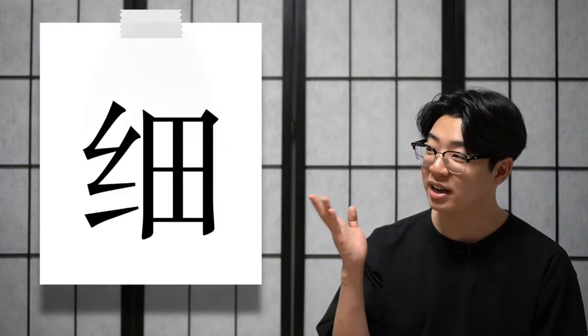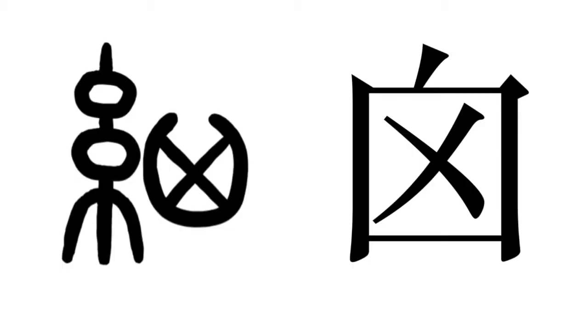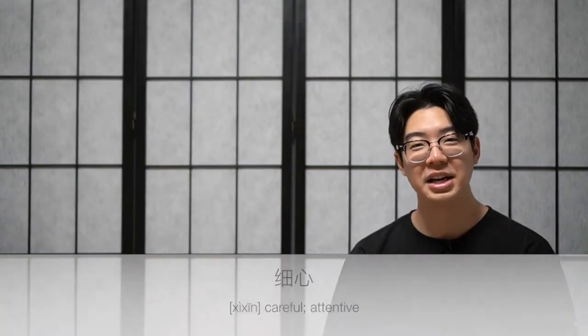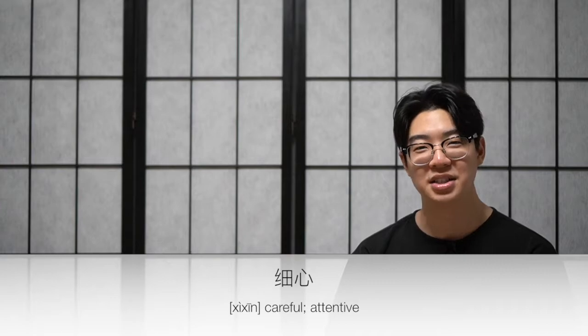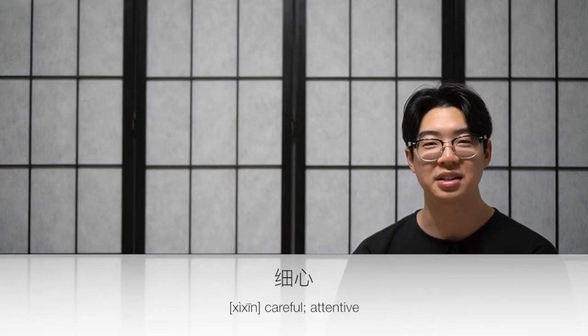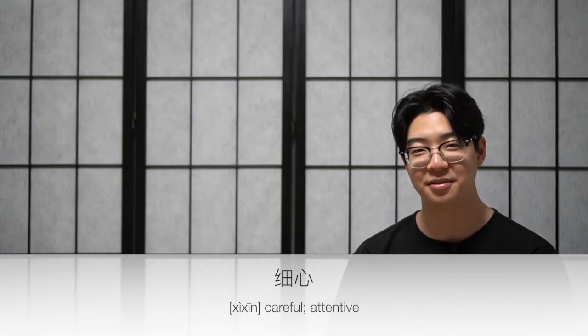Here's the next character. The character on the right might seem like the character for field, but the ancient character shows that it is a variation of this character, which depicts the soft spot in the middle of a baby's skull. This character means thin or delicate. It is used in this word, 细心, which means careful or attentive.